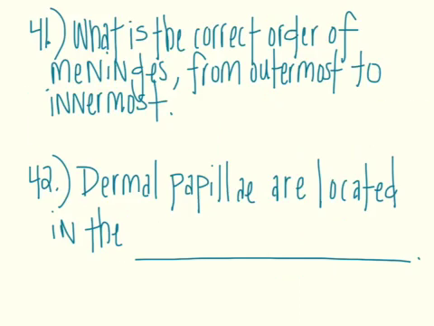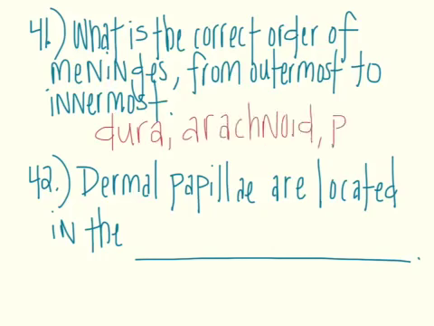Alright, so question 41 asks you what is the correct order of the meninges from outermost to innermost. Remember, the meninges are just layers around, kind of like that membrane around the brain and your spinal cord that's just used for a little extra protection. So from outermost to innermost, we're going to go dura, arachnoid, pia. So those are your three layers of your meninges from outermost to innermost. So dura mater, arachnoid mater, and pia mater.